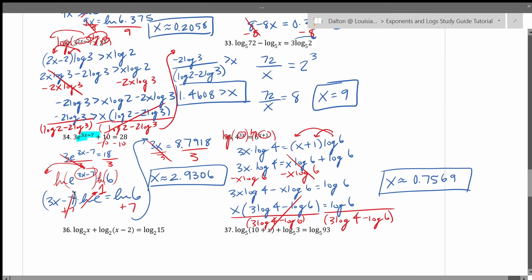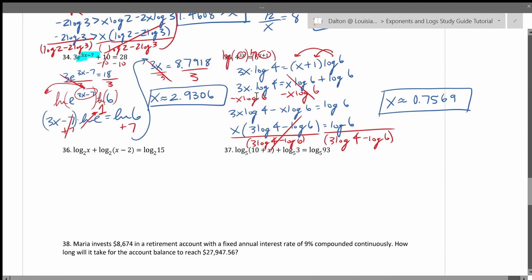So earlier, we said anytime you have a log minus a log, that meant you divide the components. Well, if you have a log plus a log, then that means that you're going to multiply the components. Again, they all have the same base. So this means x times x minus 2 is equal to just log base 2 of 15. That would just be 15. And then I just want to solve for x.